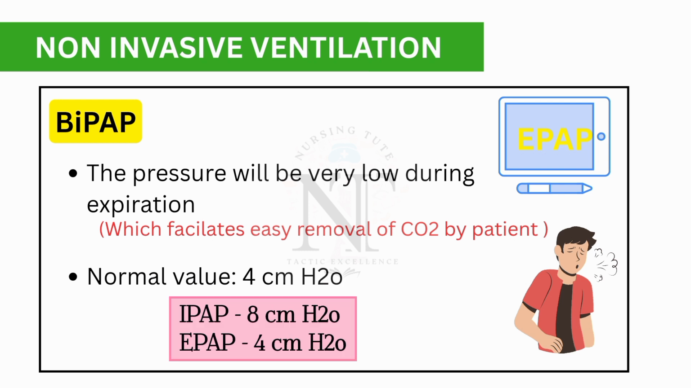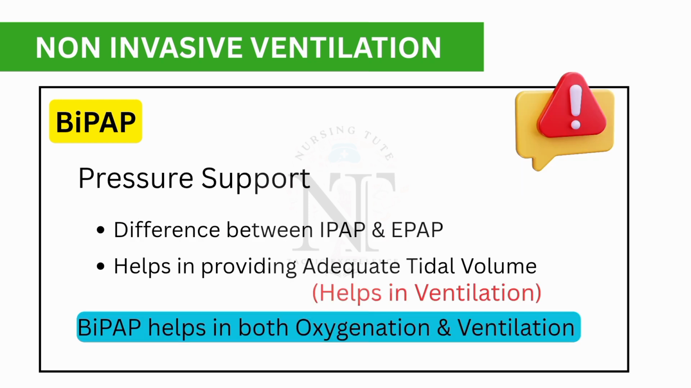Okay. Usually, IPAP is set at a value of 8 centimeters of water, whereas EPAP is set at a value of 4 centimeters of water. And the important thing is the difference between IPAP and EPAP is known as pressure support. This should be 4 centimeters of water. This pressure support helps in providing adequate tidal volume, thus it helps in ventilation. So, BiPAP helps in both oxygenation and ventilation, whereas CPAP helps only in oxygenation.